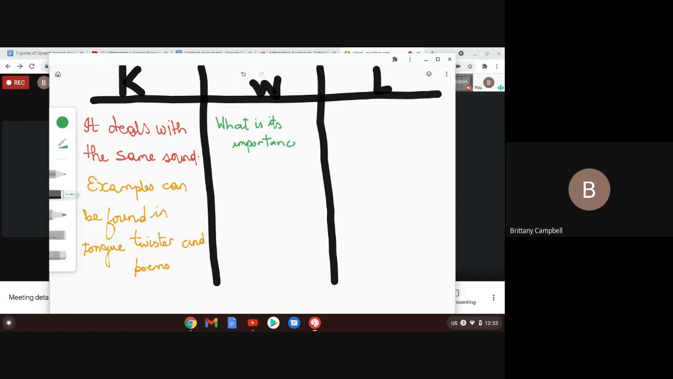IMPORTANCE. All right, so what is its importance? Anything else we want to know? Someone is saying how to identify them. All right, so how to identify them. All right, anything else we want to know? No? Yes? Not a problem.